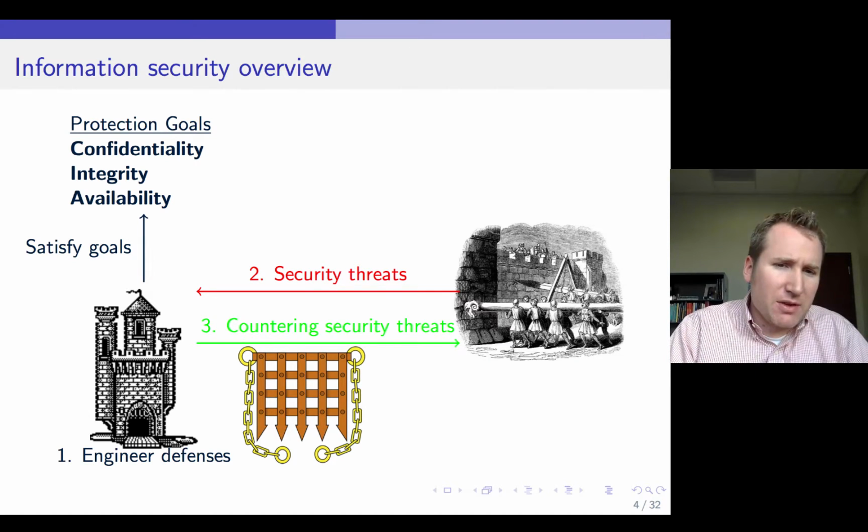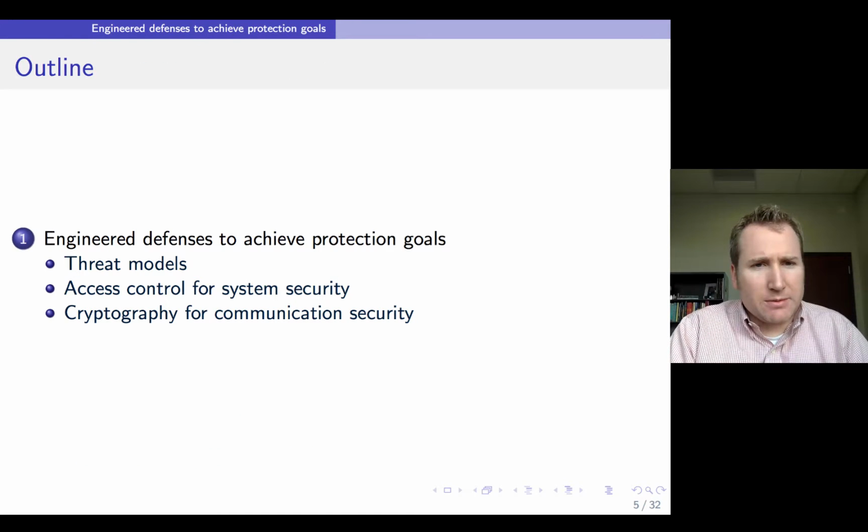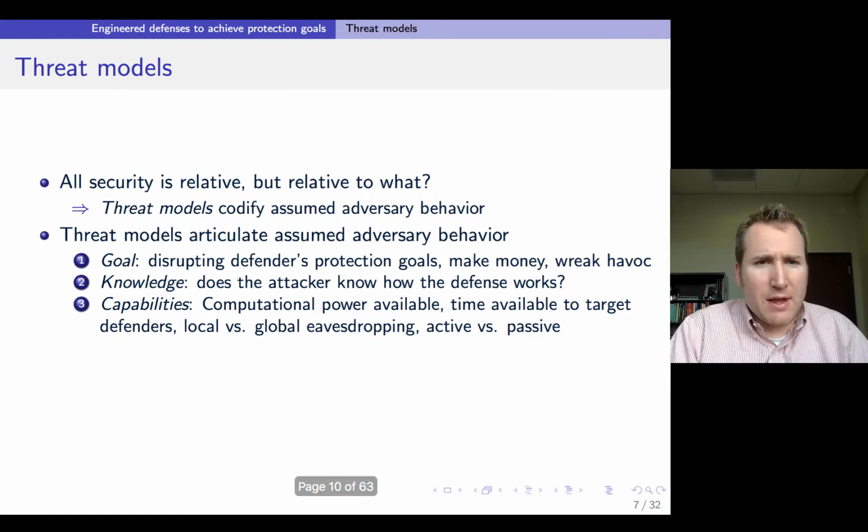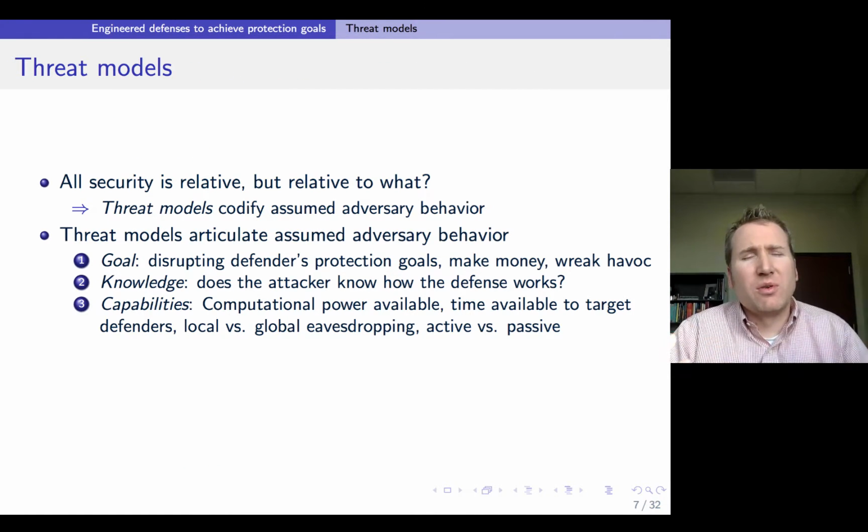Today we're talking about the defenses we're going to engineer. So, as I said, engineering defenses. Now, in order to decide how you're going to build your defense, you first need to think formally about the threat you're facing. So threat modeling is what is traditionally used in the computer science literature for that.